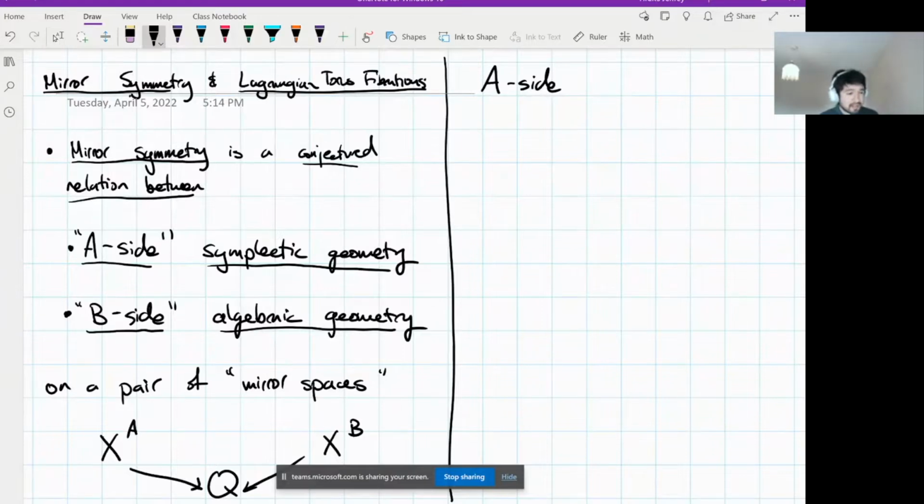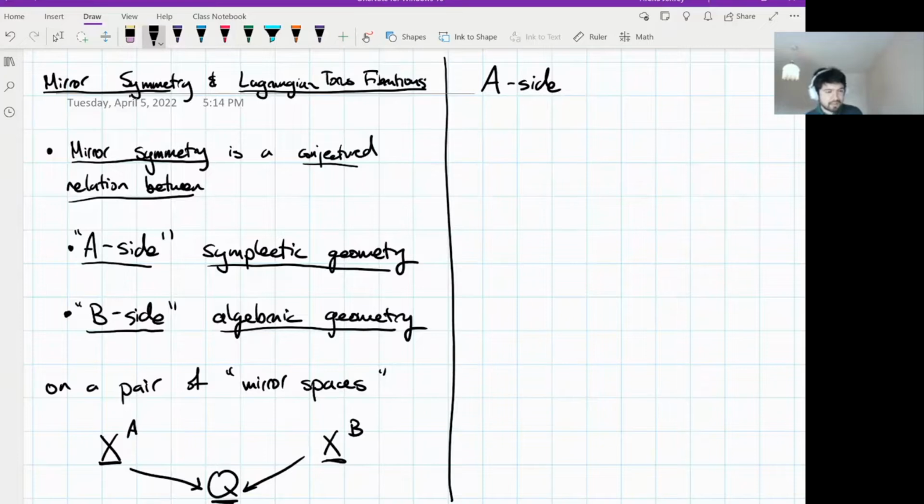There's supposed to be this relation between symplectic geometry and algebraic geometry on two spaces. They're called mirror spaces, and I'll write them as XA and XB. And furthermore, they're supposed to be related via a third space Q, which is a space which they both have a fibration over. So let me just say something about what this A side and this B side geometry is, so everybody's on the same page. On the A side, we have symplectic geometry. So what's this?